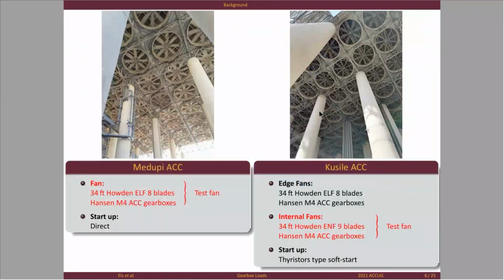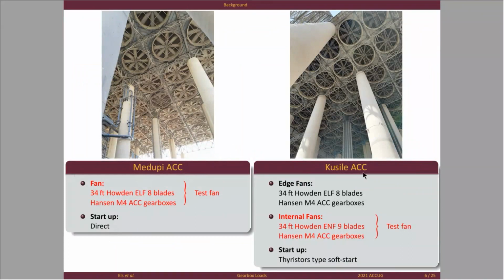And then just a little bit of background. The Medupi ACC has 34 Howden ELF8 blades and the Hansen gearbox. So this was the test fan that we were using. It was not an edge fan, and the startup there is direct.